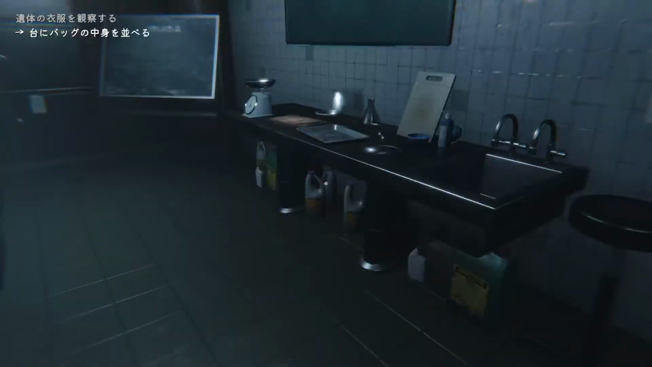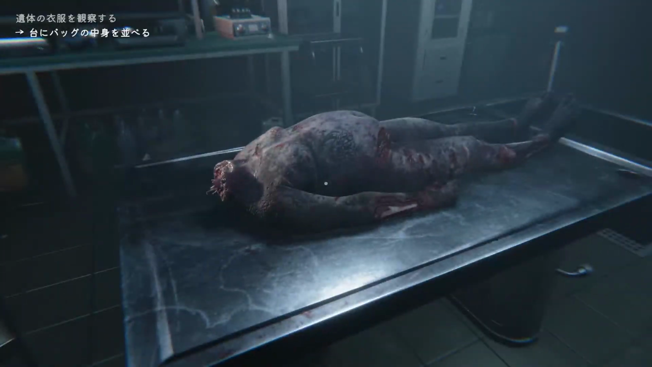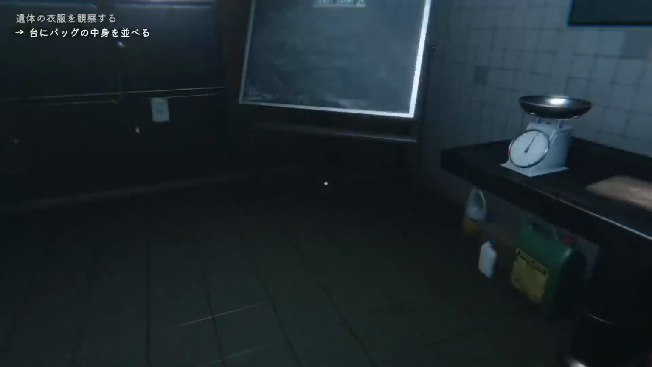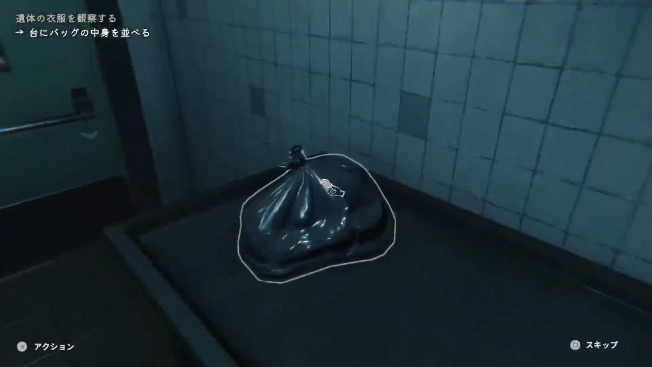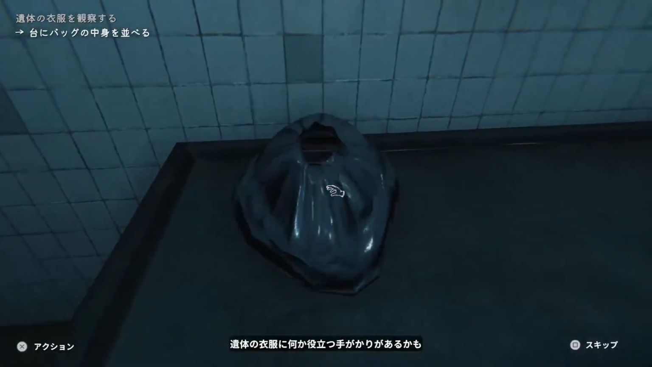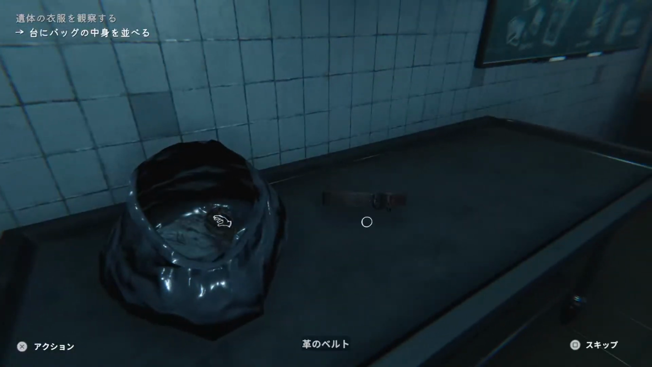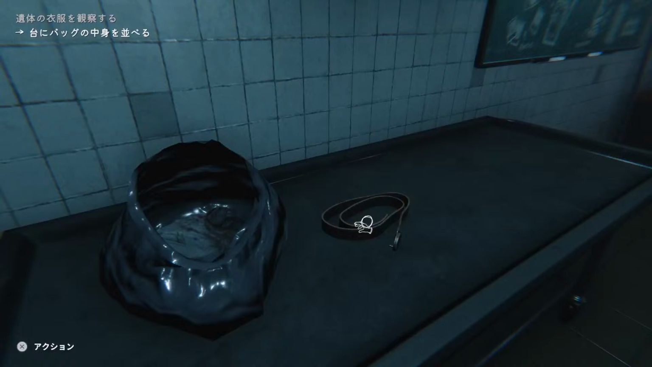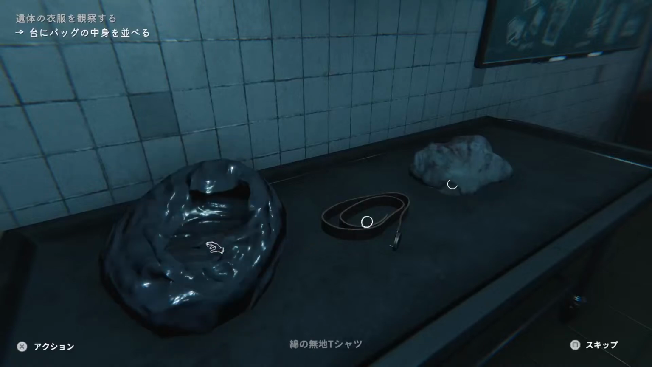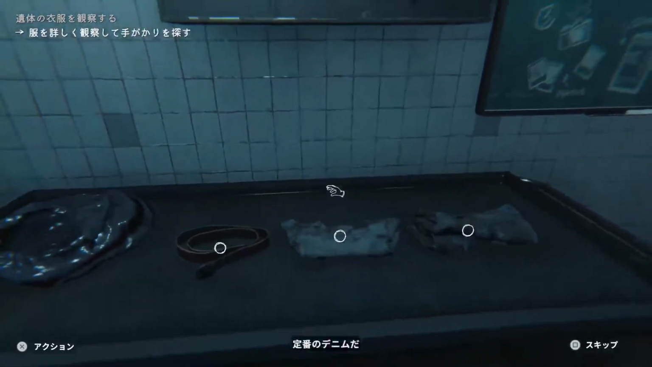Tiny. Fuck. What's this? Ready? Maybe there will be something worth noting about the victim's clothes. Leather belt. You can see that it's been serving its owner for a long time. Plain cotton t-shirt. Classic jeans.